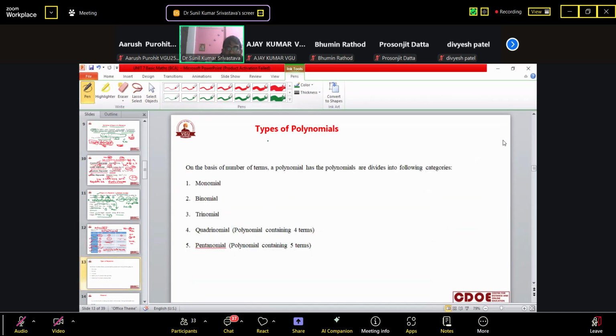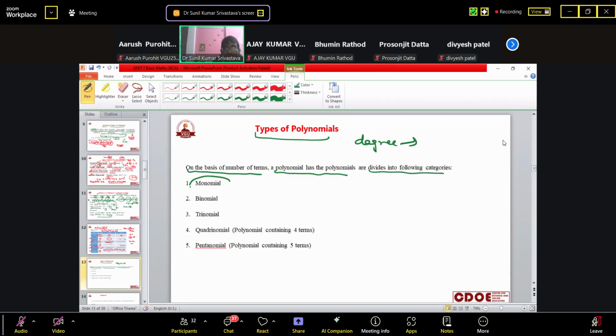Now, the types of polynomial. Types of polynomial on the basis of degree: we have explained linear polynomial, quadratic polynomial, cubic polynomial, biquadratic polynomial, and so on. Now we are going to define types on the basis of the number of terms. Polynomials are divided into the following categories.